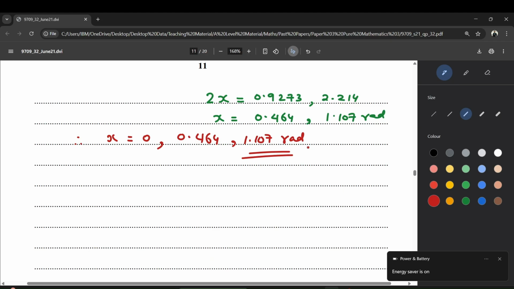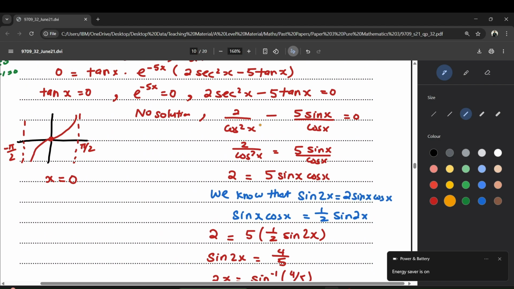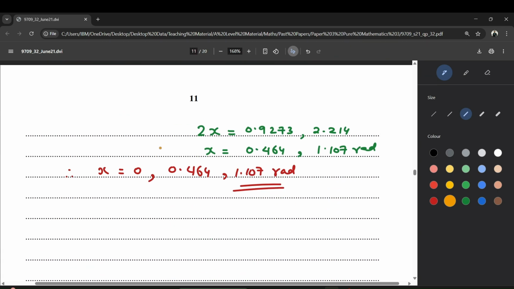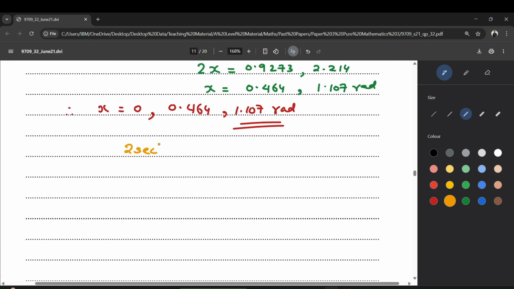All right. Now the second method that I was talking about is that starting from this point, here the method that I used was using cos squared x and sin x and cos x, right? So doing them in terms of sin x and cos x. So there's another method. Let me first write this down. So we have 2 sec squared x equals to 5 tan x, right?